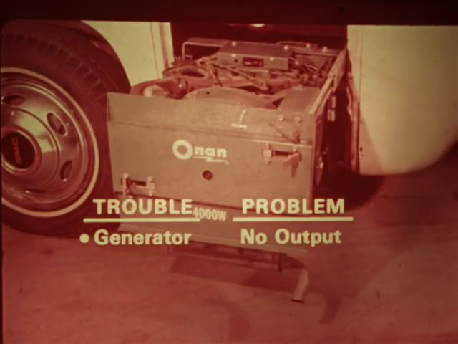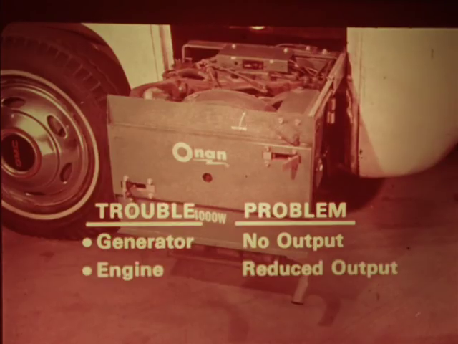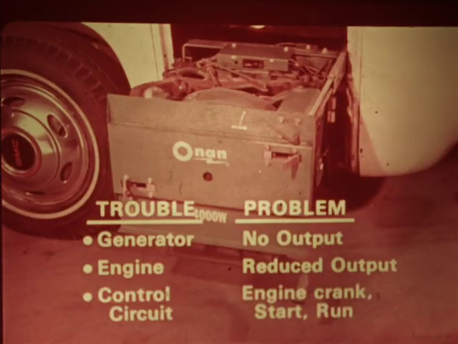Usually, a specific symptom or malfunction indicates a problem in a specific area. Generator troubles usually show up plainly as no electrical output, or sometimes as inability to pull the rated load. Engine troubles usually show up as reduced voltage output, and perhaps in flickering or oscillation of electrical components if the engine is surging or rolling. And control circuit troubles usually show up in failure of the engine to crank or to start and run.